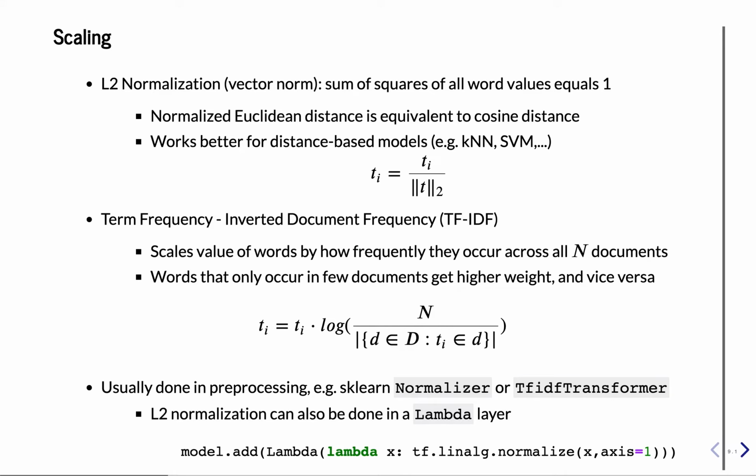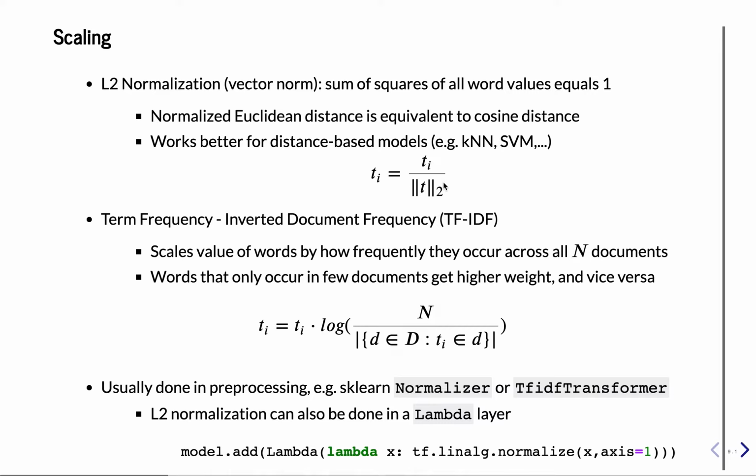The next thing you want to do is scaling. There are different ways to do that. The simplest way is L2 normalization. What this means is, say that you have a vector of counts for every term t_i, then you divide every one of these values by the 2-norm of the entire vector of counts.